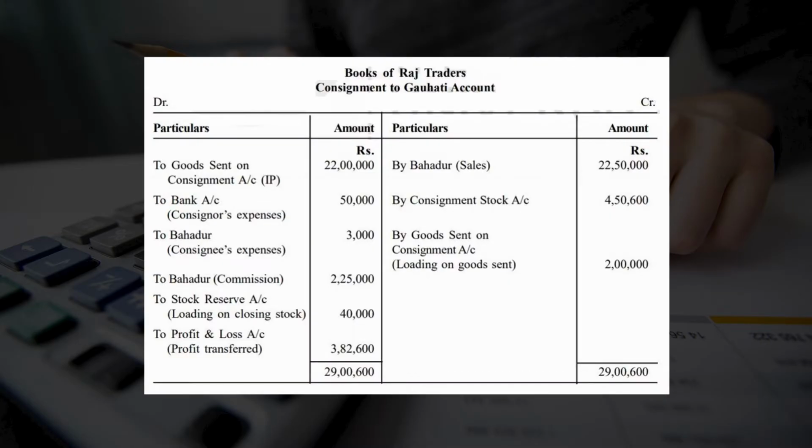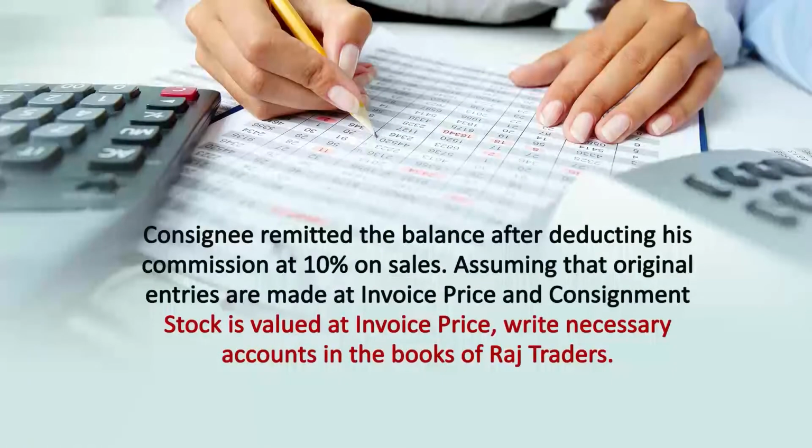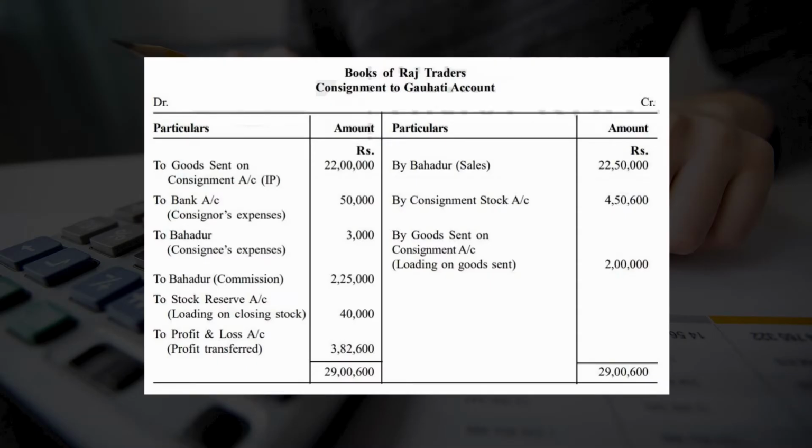Then, to Bahadur, commission 2,25,000. So I think the rate of commission is 10%. Yes, the consignee remitted the balance after deducting his commission at 10% on sales. So it is very simple. The sales is 22,50,000, and 10% of this is 2,25,000. And now let us see how we arrived at the amount of sales of 22,50,000.